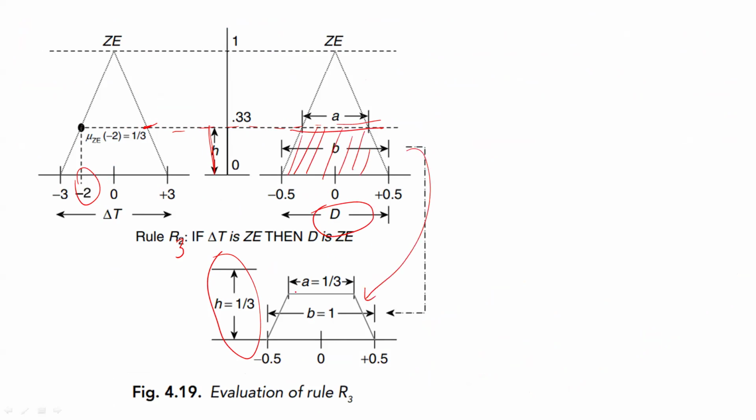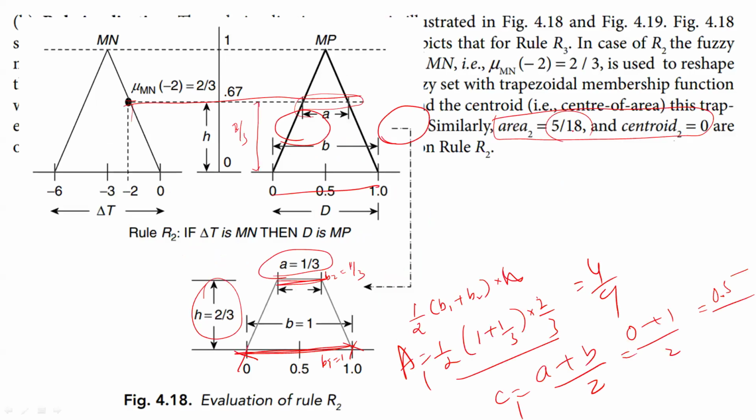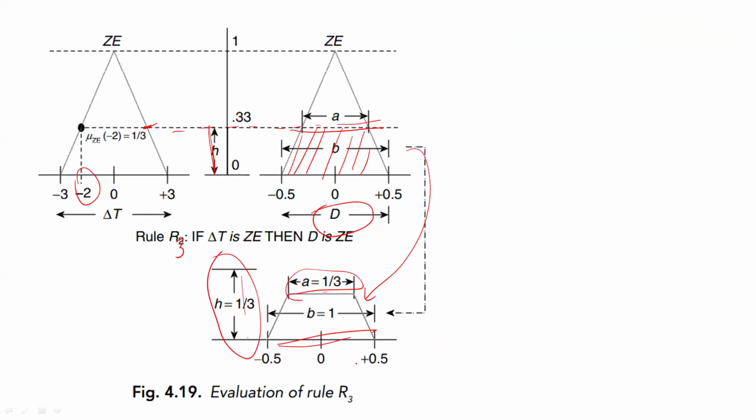Okay, so here also we find out that this is almost 1 by 3, this is 1 by 3, and this is 1. So the area of this will be 1 by 2 into (1 plus 1 by 3) into 1 by 3, which gives the answer as 5 by 18. And then the centroid is 0. Why? Because it is minus 0.5 plus 0.5 divided by 2, you get 0. Okay, the 0 point is acting as a centroid.